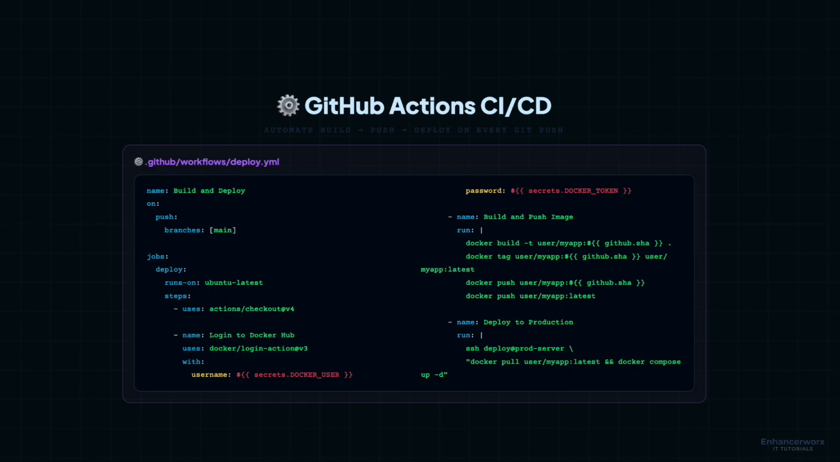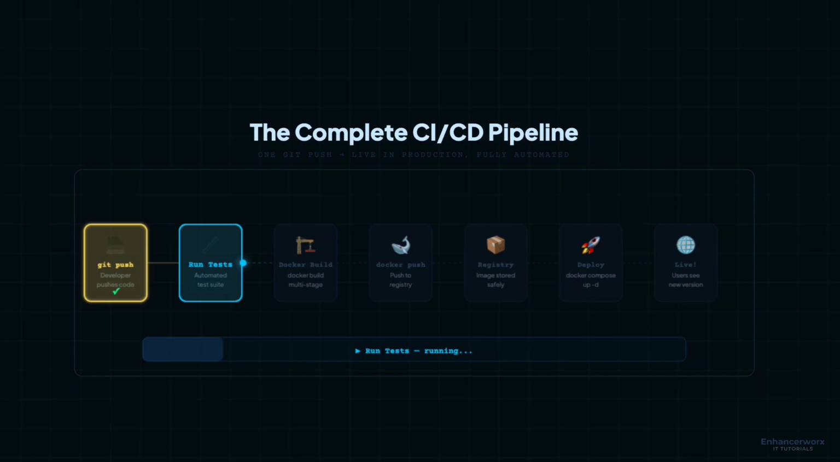GitHub Actions is the most popular way to automate Docker workflows. When you push to the main branch, the workflow triggers automatically. No human action is required. It checks out your code, logs into Docker Hub using credentials stored as GitHub secrets, builds your image, and pushes it. Then, it can SSH into your production server, pull the new image, and run docker compose up. Done. Minutes from push to live.